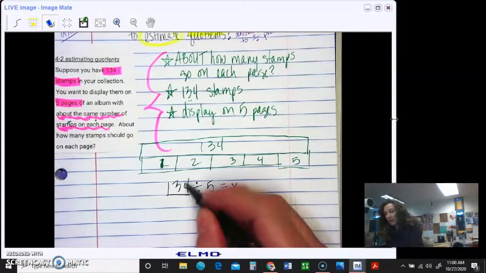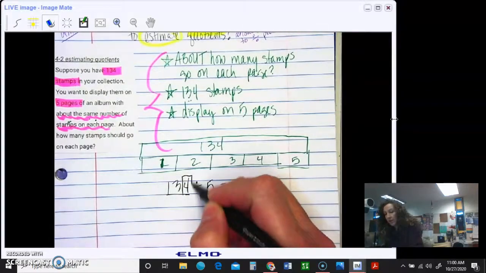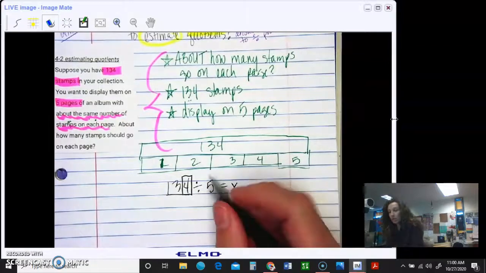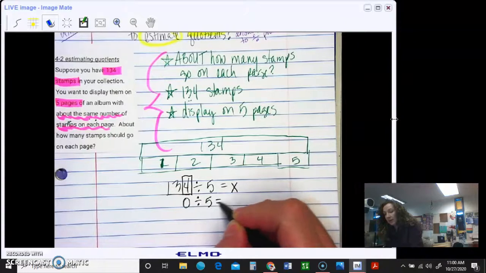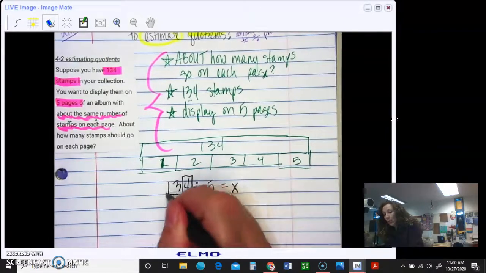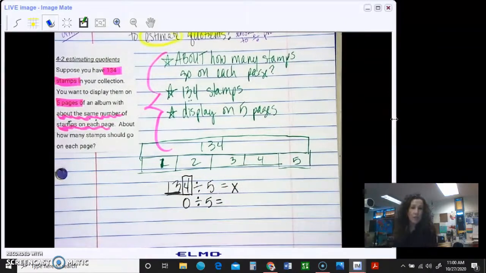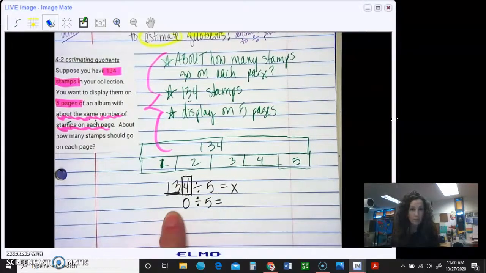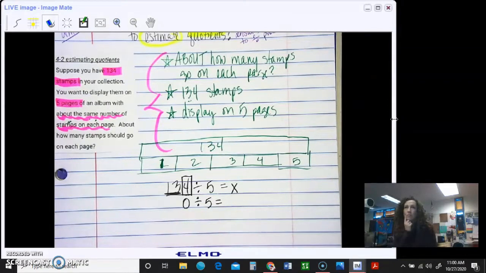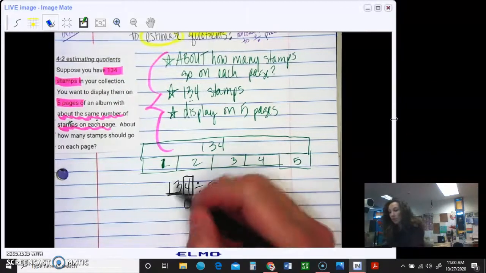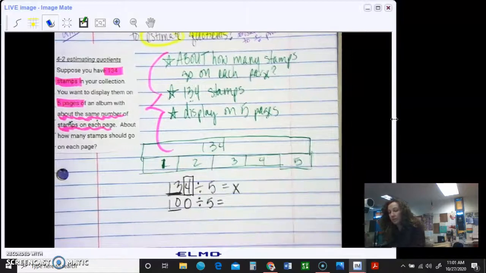So I want to turn that into a 0, no question. So I'm going to put a 0 here, and I know I want to divide by 5 to get the answer. What number is close to 13 that when we put it here, it can be easily divisible by 5? What's divided by 5 that's close to 13? 10 is divisible by 5, right? So I'm going to put 10 right here.